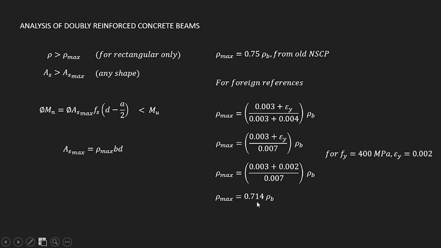And itong formula, hindi yan guys yung isa sa ulo nyo kasi ginagamit lang yan for Fy na 400 megapascal. Pero kung iba yung value natin for yield stress or yield strength na Fy, yung isa sa ulo natin na formula is this value. So ito na (0.003 plus epsilon y) all over 0.007 times rho balance.